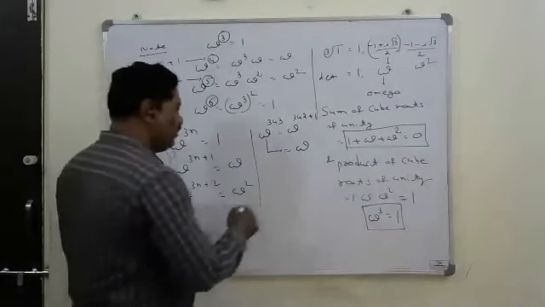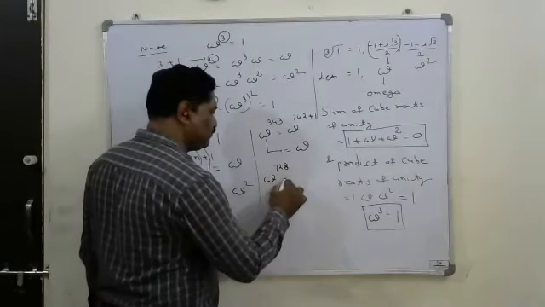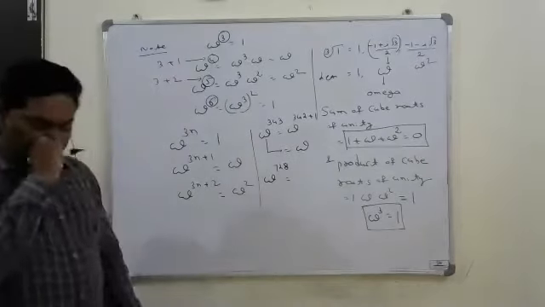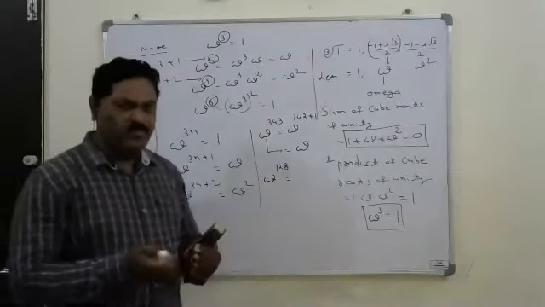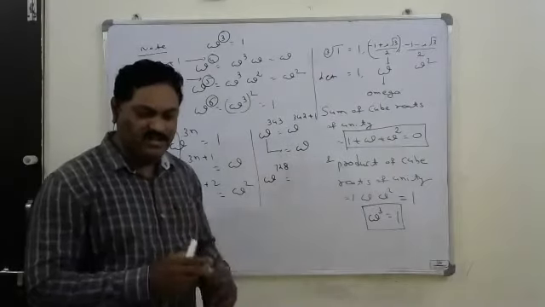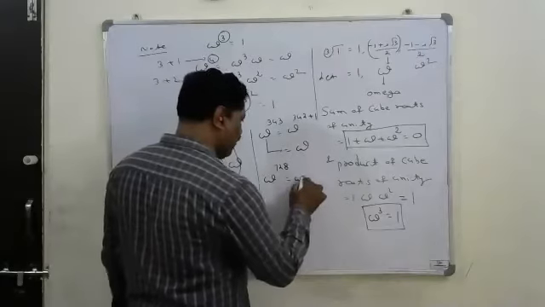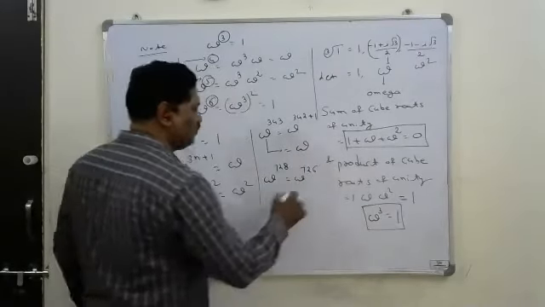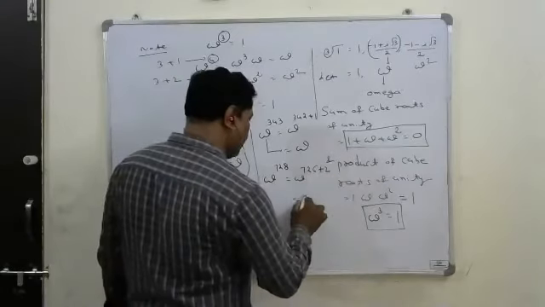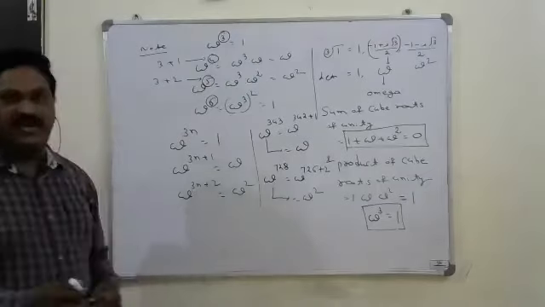Similarly, tell me what is omega power 728? What is the multiple of 3 nearby 728? It is 726. So 728 is 726 plus 2, and that is omega square. So the answer is omega square. Like that we can write it.